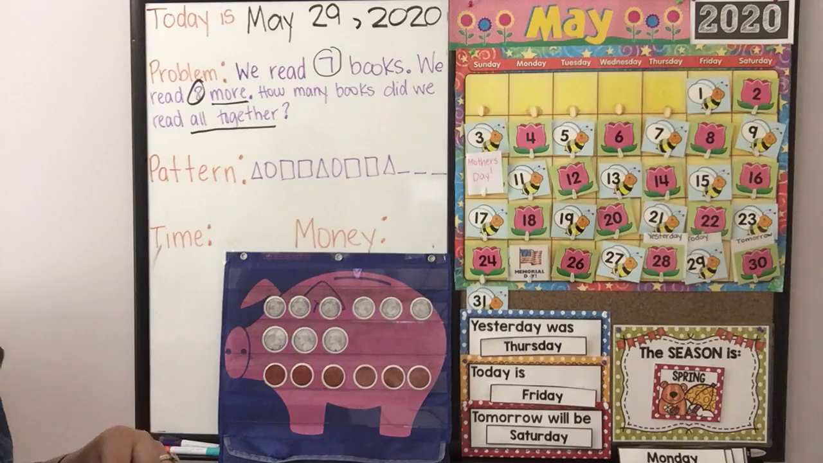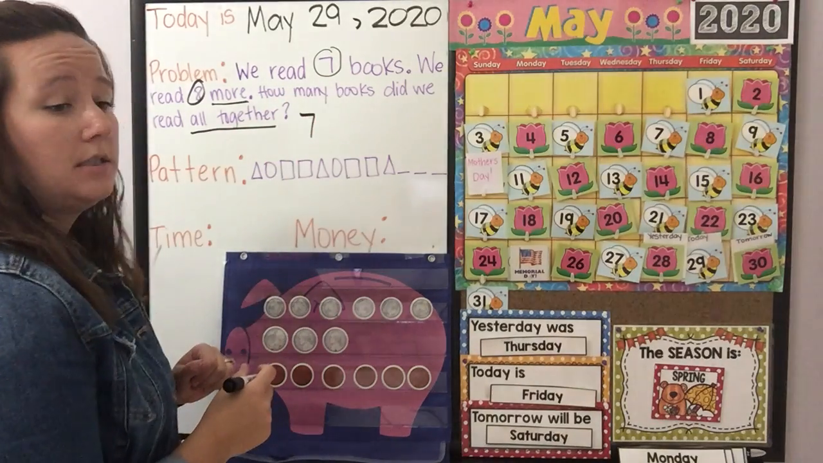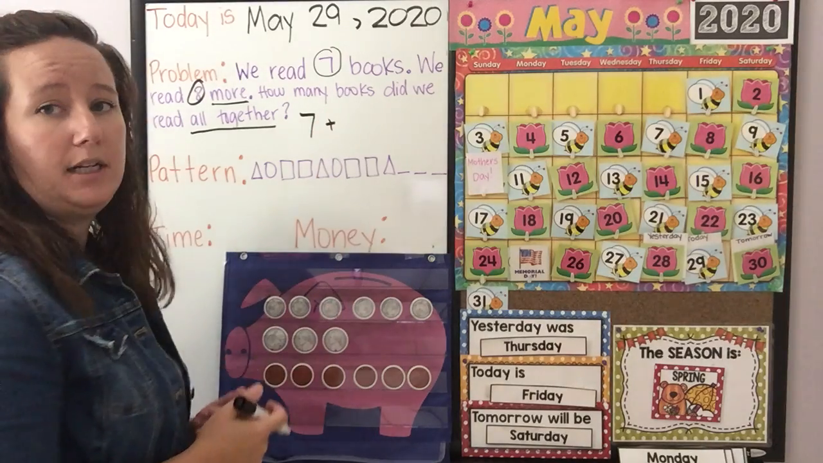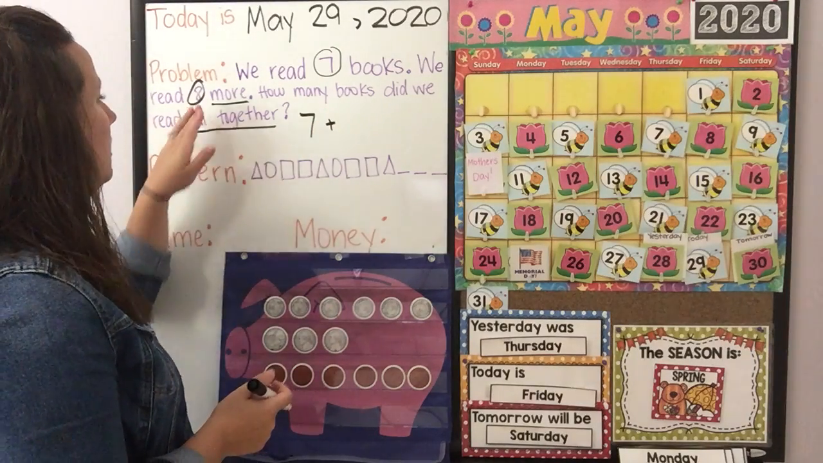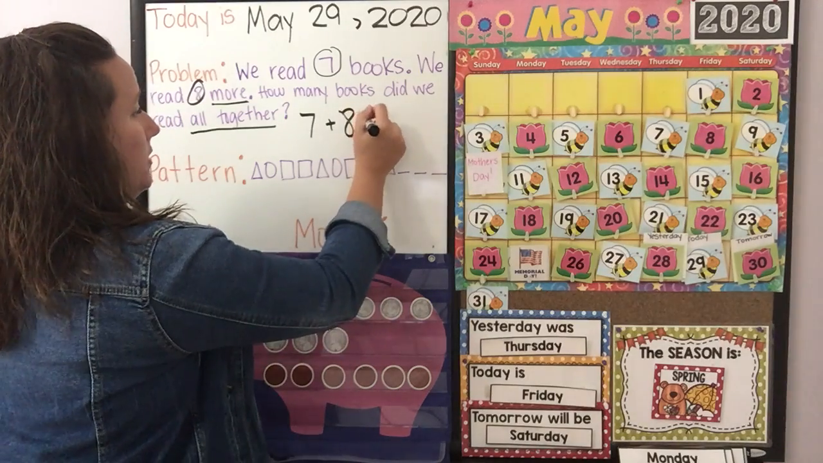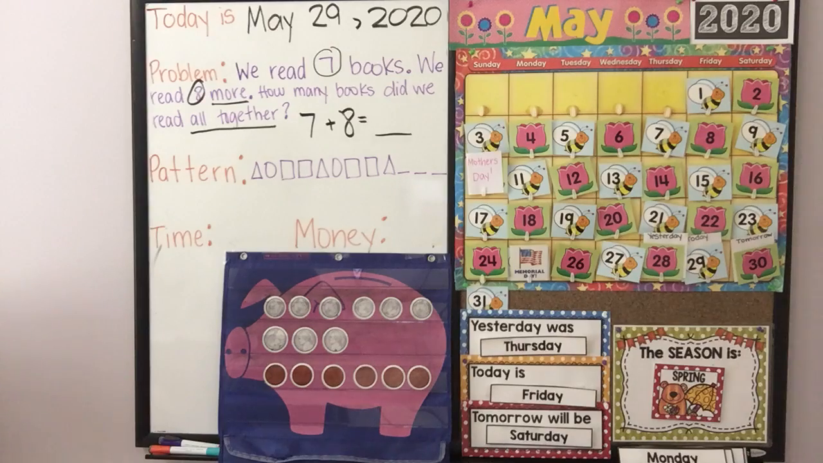So we know we started with 7, so we're going to write our number sentence. 7, and then we said we're going to add, so we need a plus sign. Then we have 8 more, so 7 plus 8 equals, and we're solving for that number. So go ahead and put me on pause and solve and get your answer, and then let's check back and see if we get the same answer.